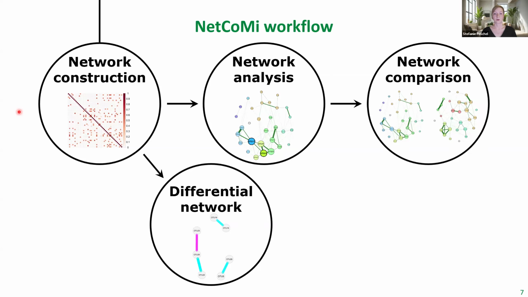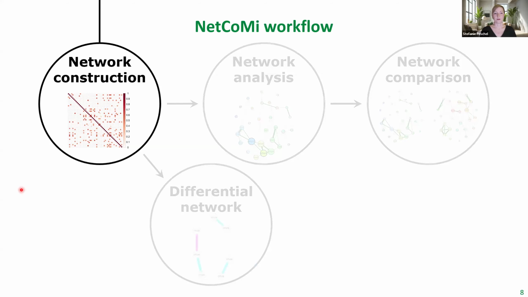NetCoMi has a modular structure with different functions. There's one function for network construction. This is actually the most important part. Then there's a part for network analysis. So you could also use NetCoMi if you already have your association matrix at hand, and you could start at this point. You can do network comparison, as mentioned before, and there's functionality for constructing differential networks. In these networks, two nodes are only connected if they are differentially associated between two groups. And I want to briefly give you an overview of these different steps. So let's first of all have a look at the network construction step.